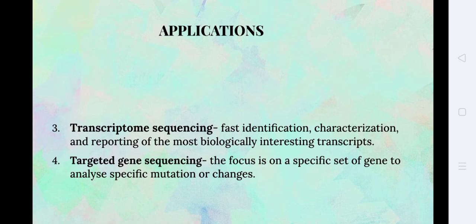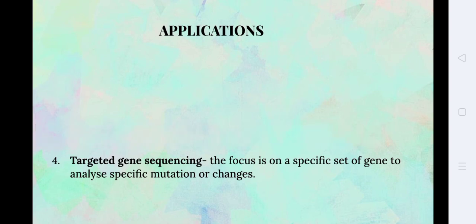In transcriptome sequencing, fast identification and characterization of various interesting transcripts can be done. Fourth is targeted DNA sequencing. By using this method, we can completely focus on one specific set of genes and analyze them for a specific mutation or any changes.